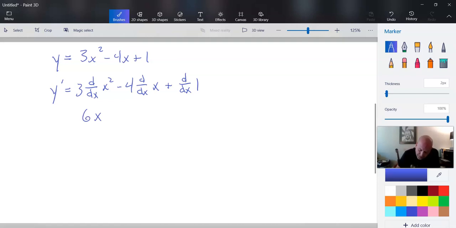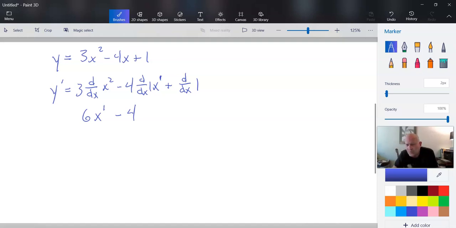Over here, when I take the derivative of just an x by itself, the exponent is already a 1, so 1 comes down in front, and then the 1 turns into a 0 because we dropped the exponent by 1. Just like here, the 2 turned into a 1. Here, the 1 is going to turn into a 0. And so x to the 0 is 1, so this just ends up being minus 4.